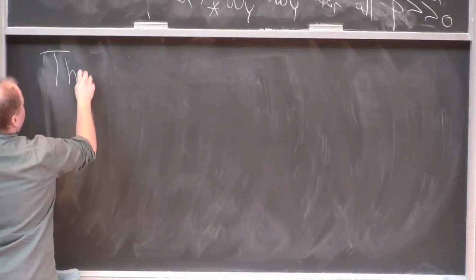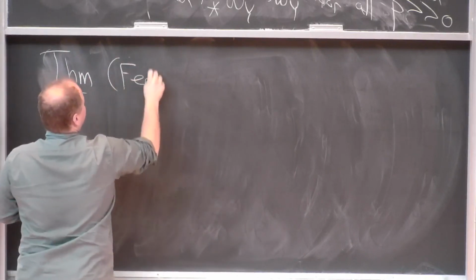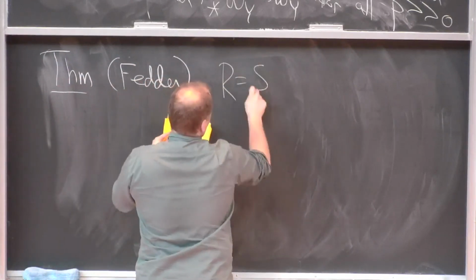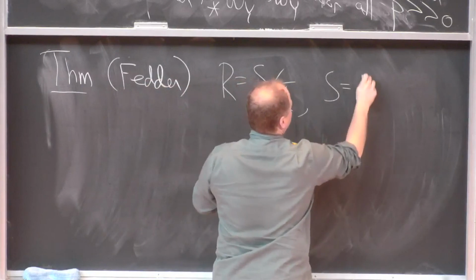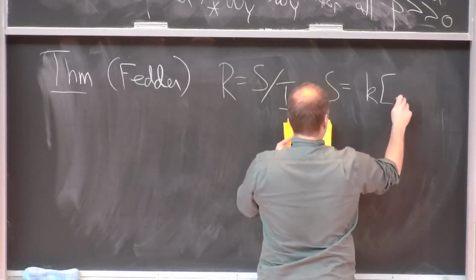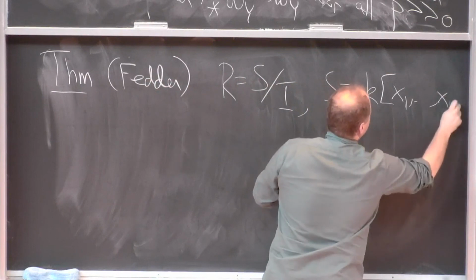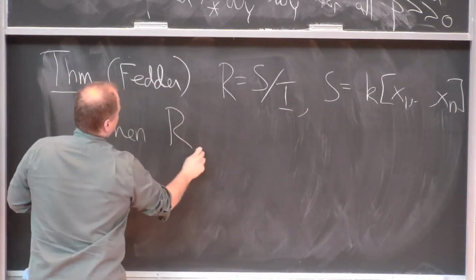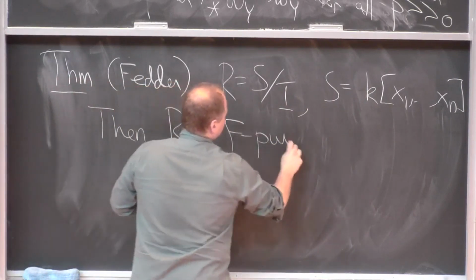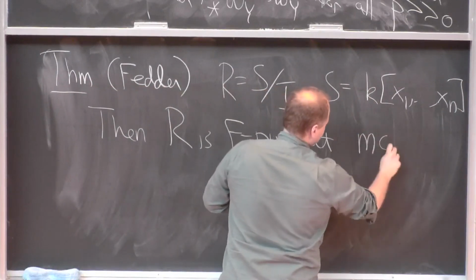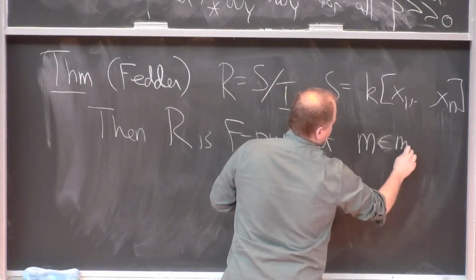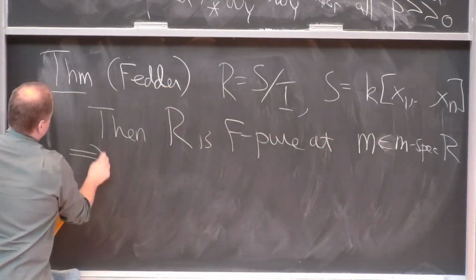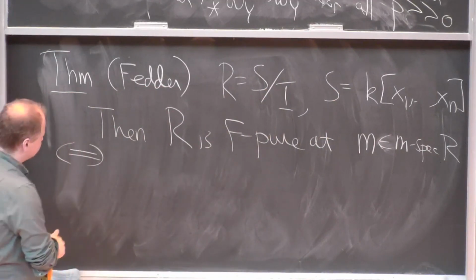Okay, so, theorem, and this is due to Richard Fedder. Let's say R is S mod I. Let's say S is a polynomial ring, k is a perfect field or something again. Then R is F-pure at some maximal ideal M, I guess that's an m-spec, if and only if the following condition holds.